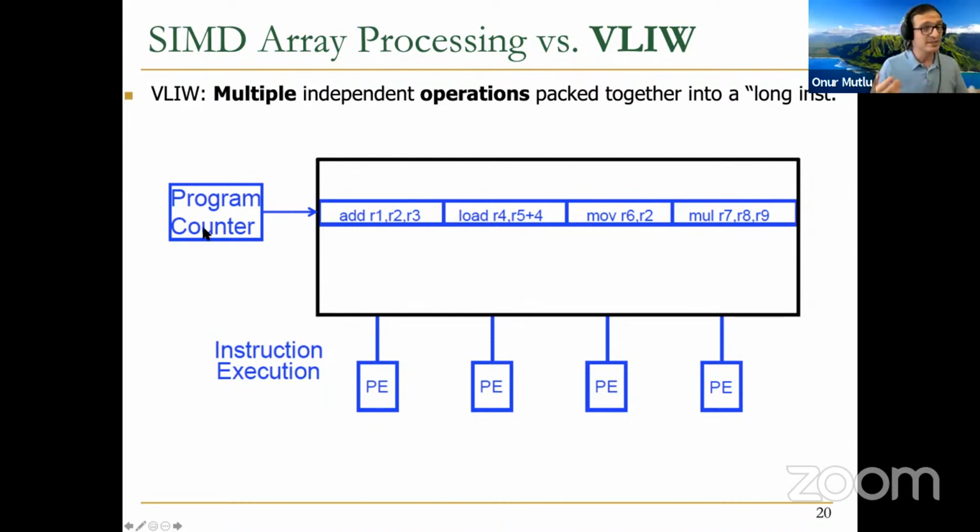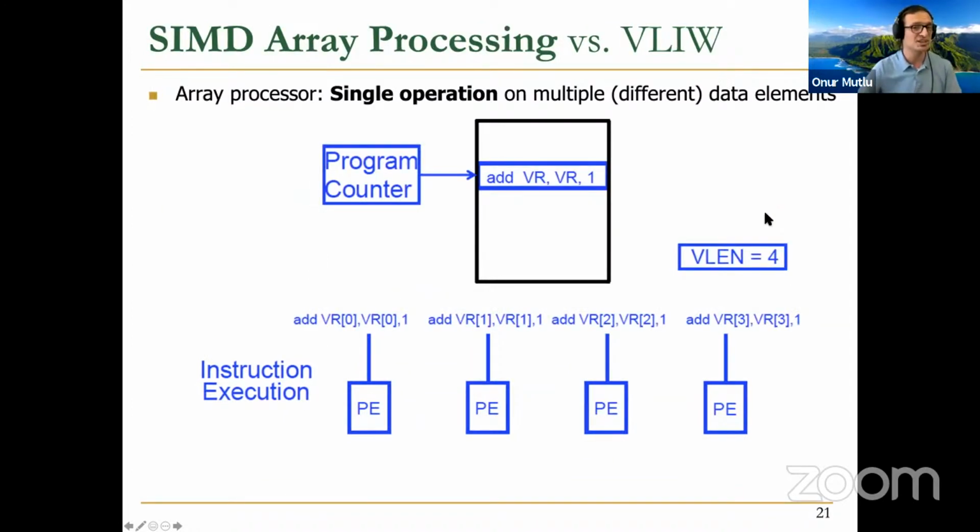But actually, SIMD array processing is very similar to VLIW. You still have a single program counter, but you don't have multiple different operations packed. You have a single operation, add. And add specifies how many elements and which vector register the processor is supposed to do the addition on. So your program is actually simpler, as you can see. A single add specifies 4 additions, in this case, if your vector length is 4, for example. And you can see how it gets unrolled, if you will, into multiple different element additions.